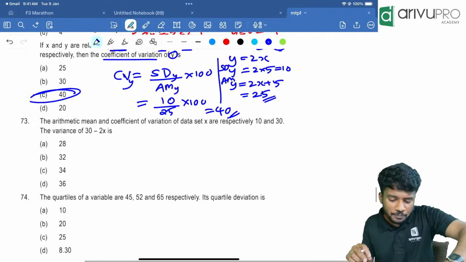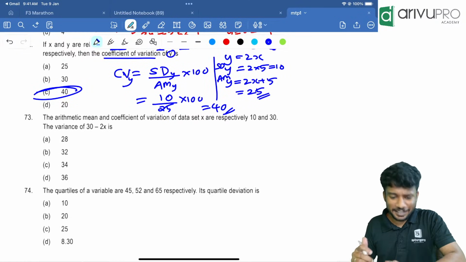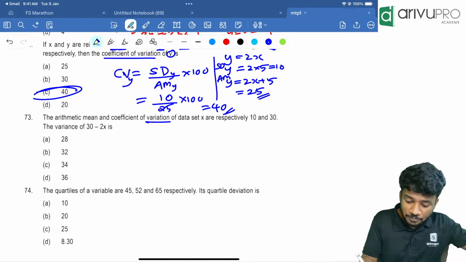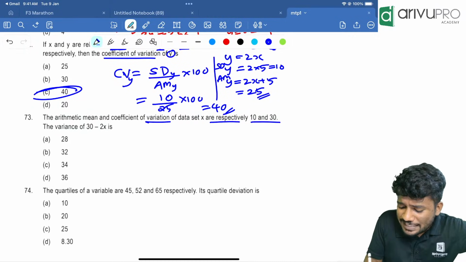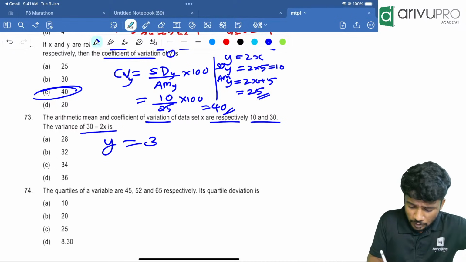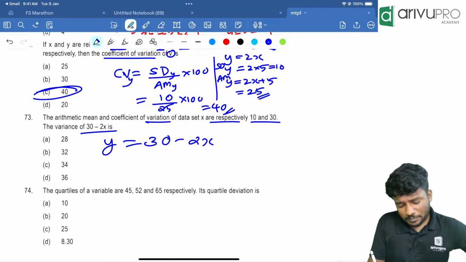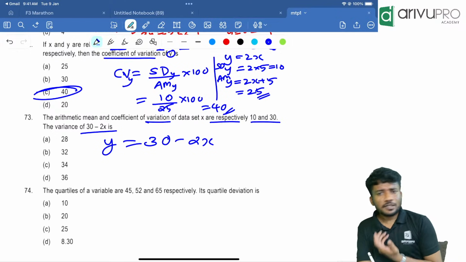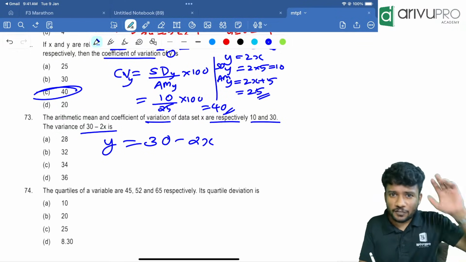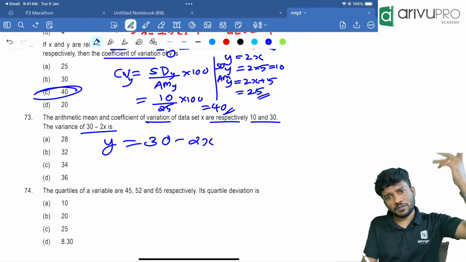Next question, people. Okay, again it is getting repeated. The arithmetic mean and coefficient of variation of data set x are respectively 10 and 30. Variance of y, where y is equal to 30 minus 2x. From that we need to find the variance. People, I told you we will not be able to directly find variance. First we need to find standard deviation, then we will square it.